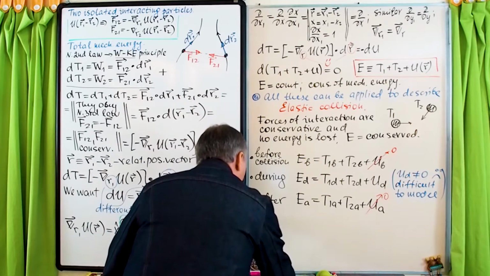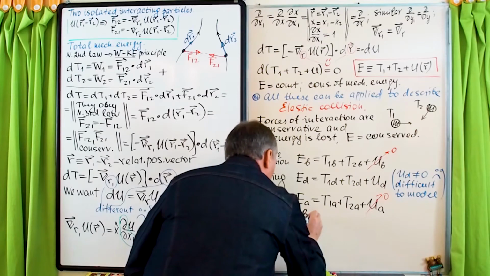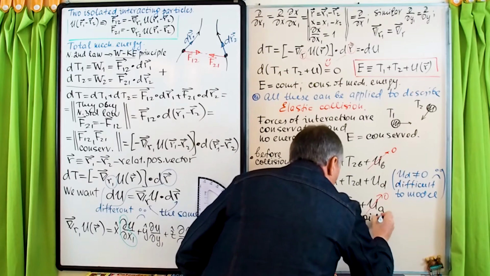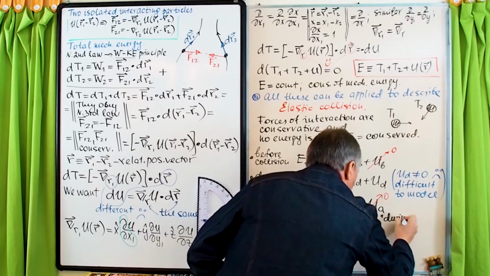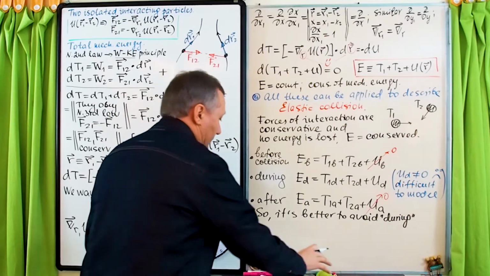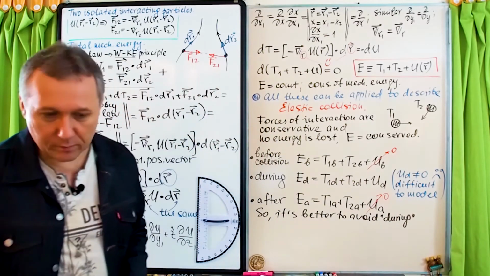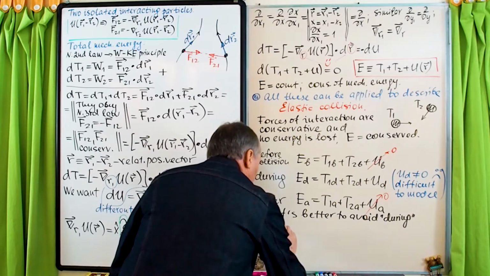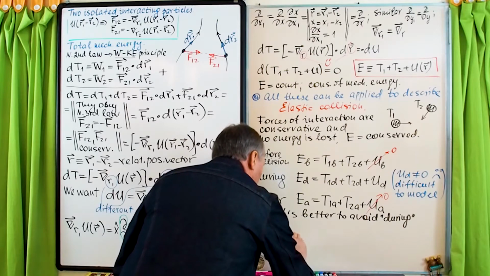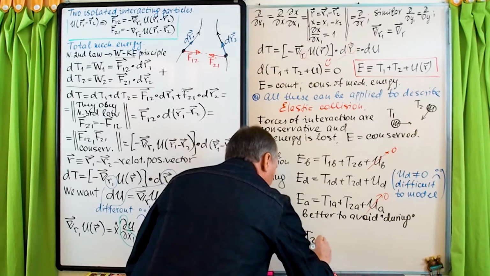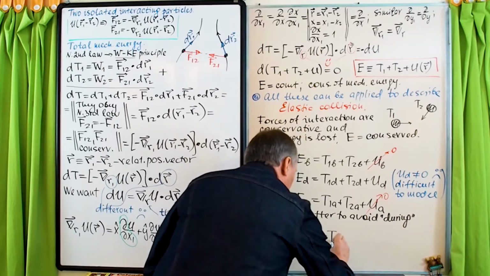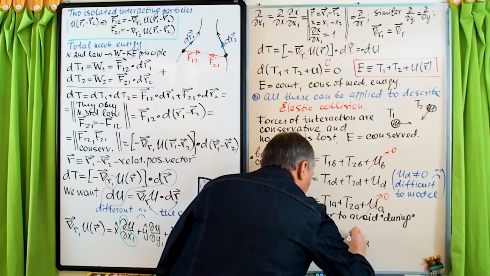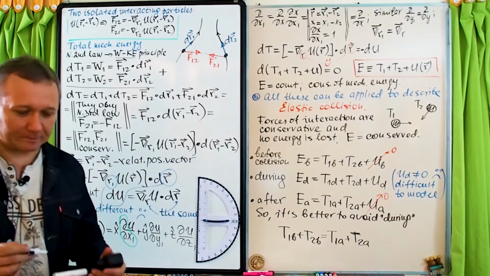So let me write, it's better to avoid that during option. And as a result, let me remove these balls from here. As a result, we will have T1b plus T2b equals T1a plus T2a. Difficult to write over there.